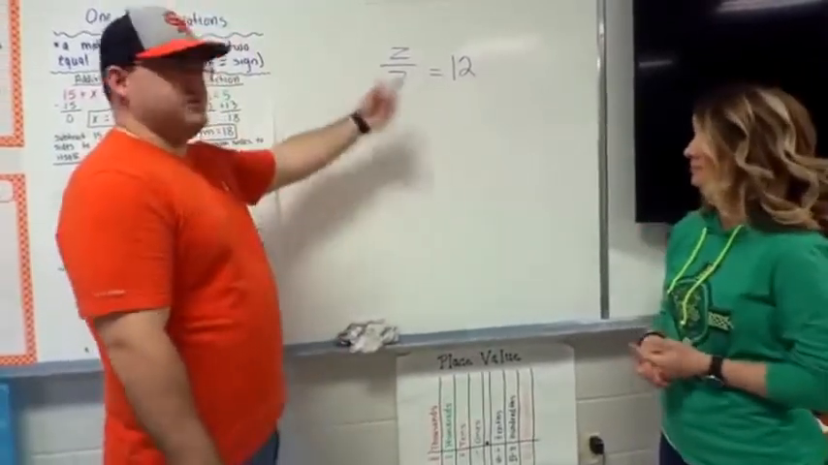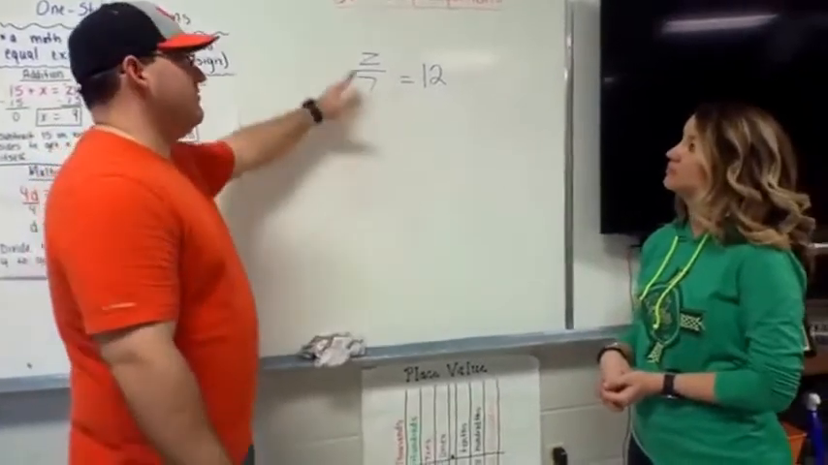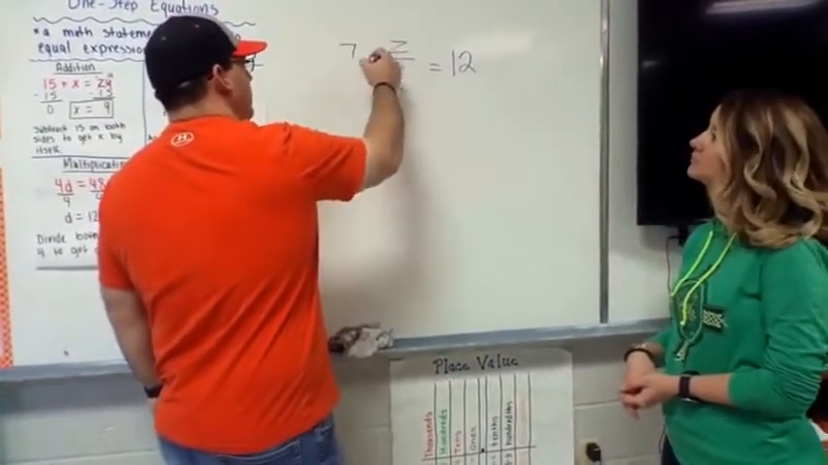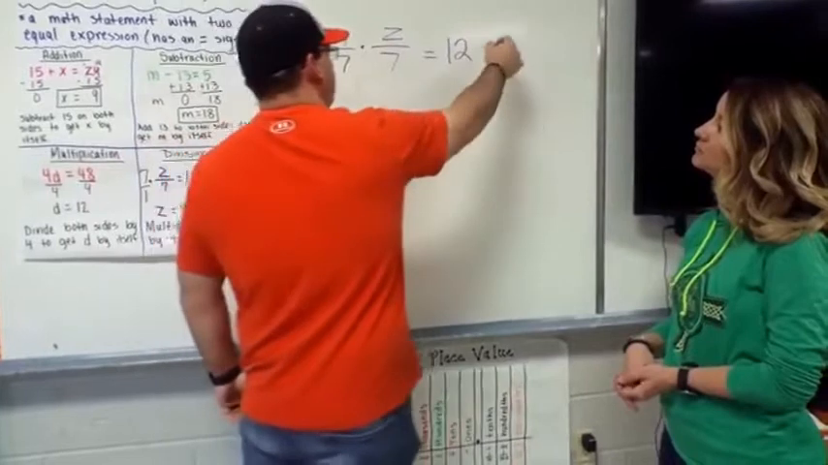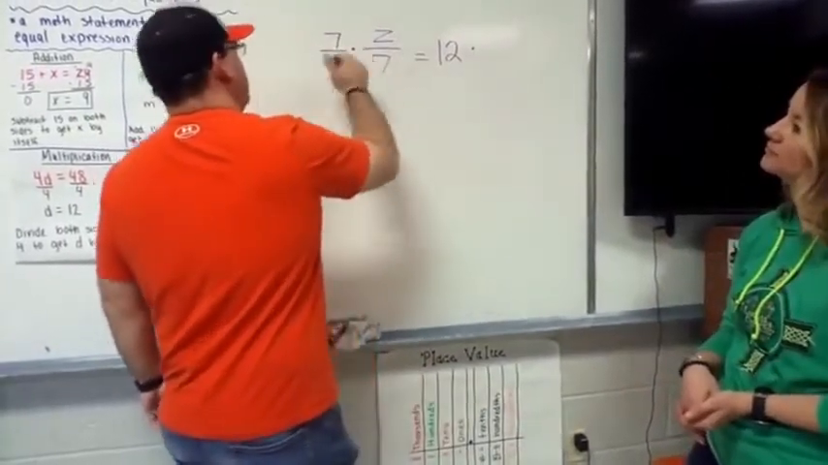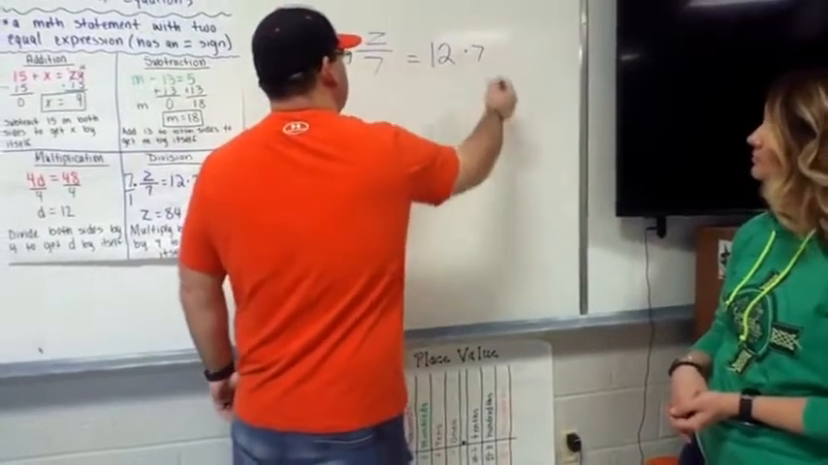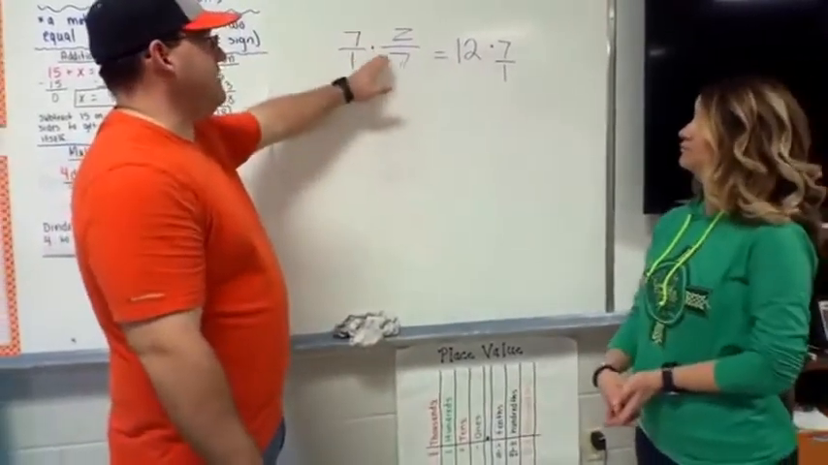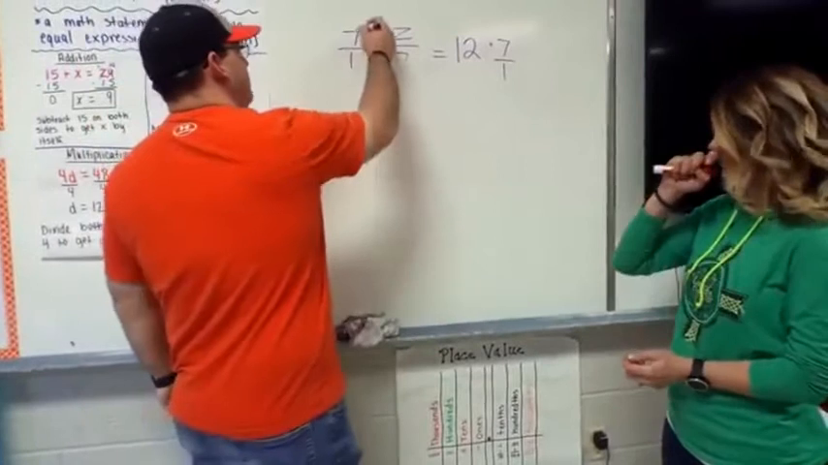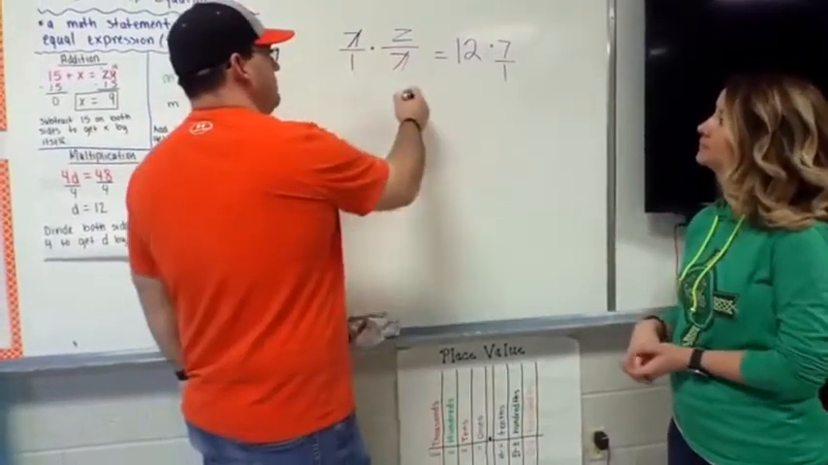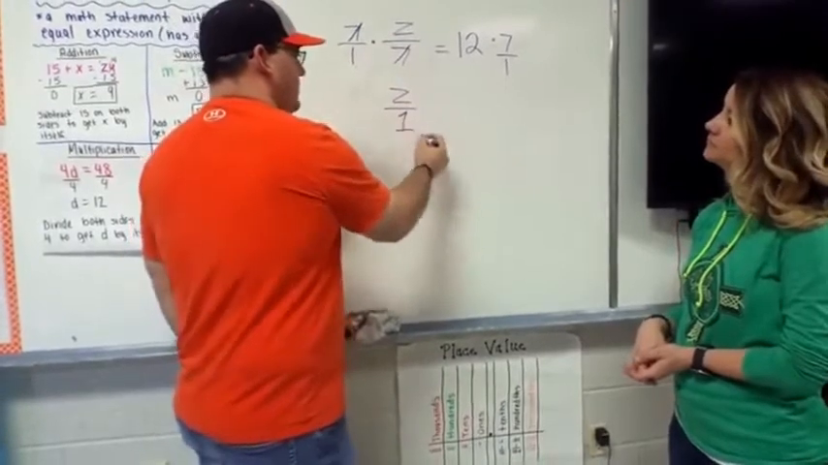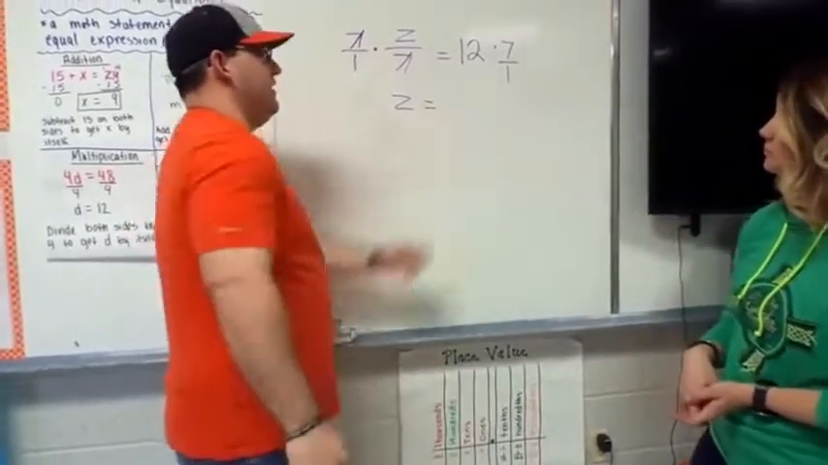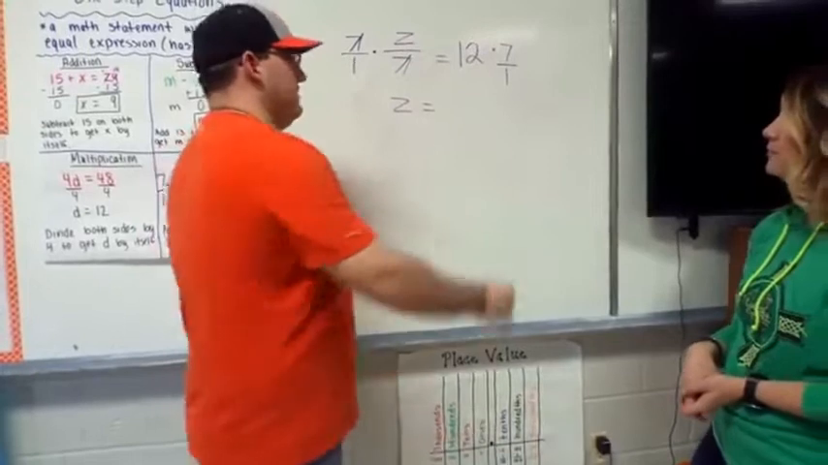So now, what number divided by 7 is 12? So we're doing division here. So what's the opposite or the inverse of division? Multiplication. So you're going to multiply by 7 on both sides. Okay, you with me? All right. So now this basically means that these two are going to cancel, leaving you with Z over 1, which is just what? Z. Okay? So we have Z equals 12 times 7, which is 84.